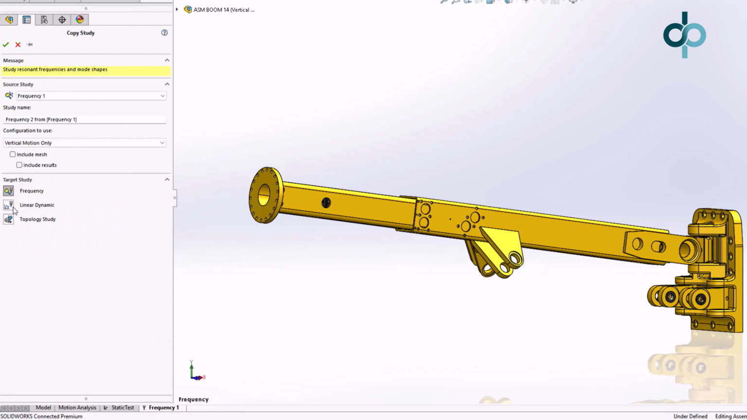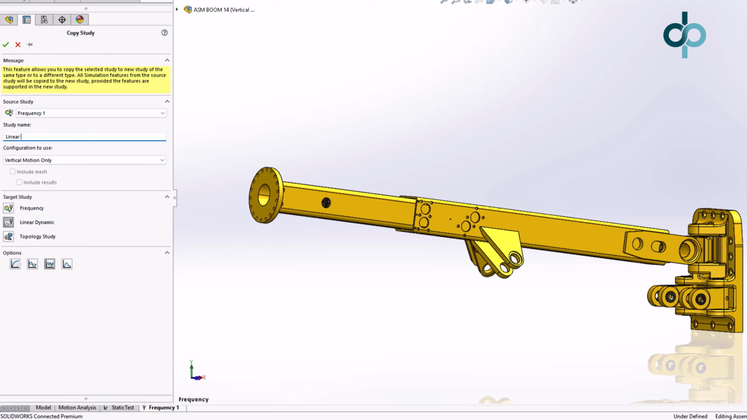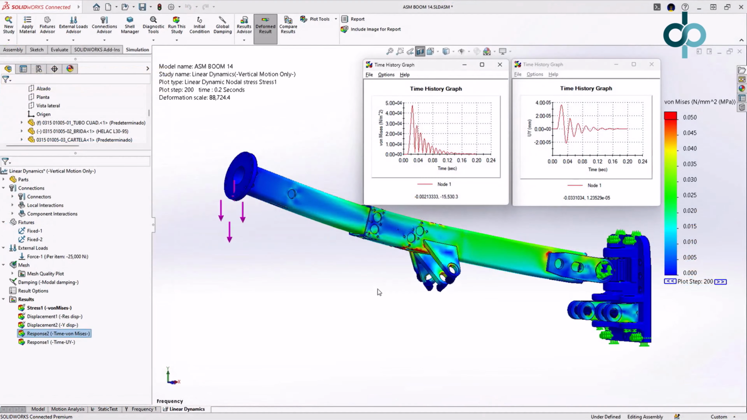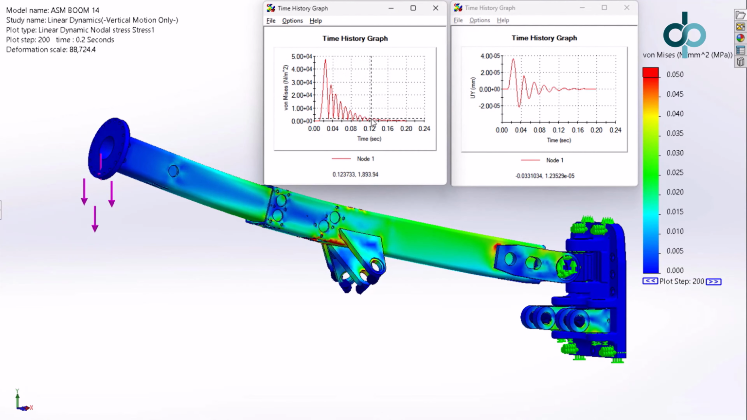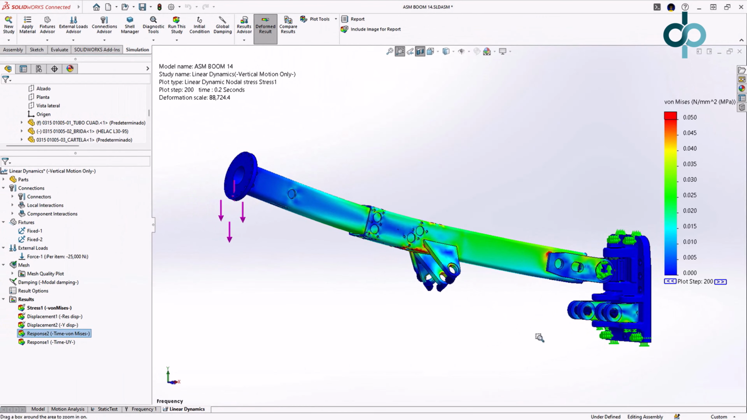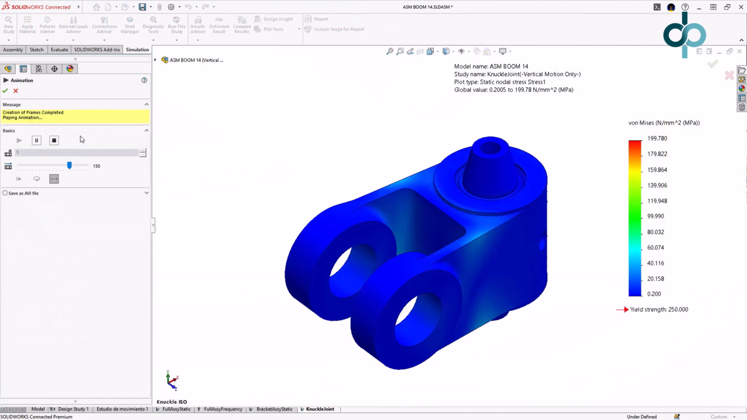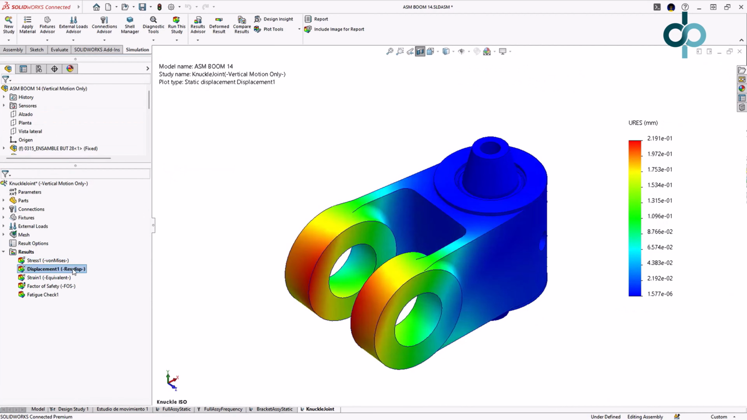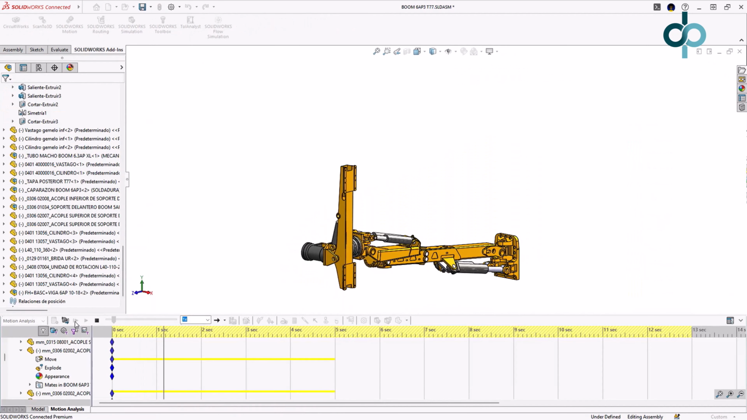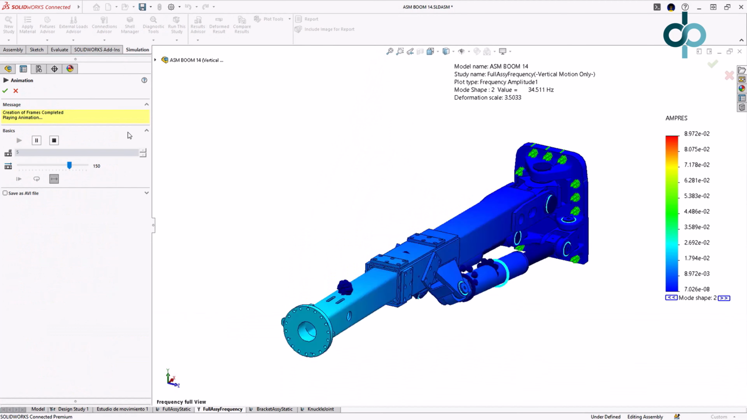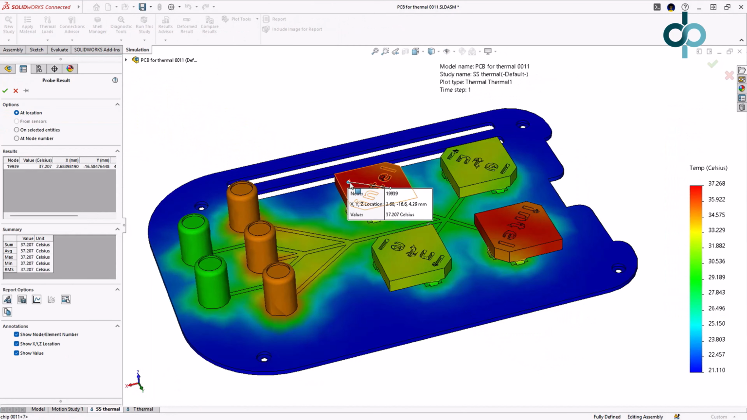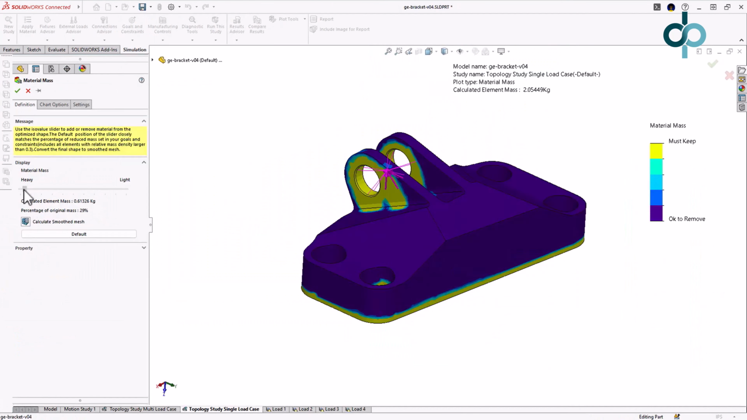SolidWorks Simulation Premium adds on capabilities for nonlinear materials like plastics or composites, and even adds capabilities for dynamic analysis. Although there are many variations of SolidWorks Simulation, the result is always the same: confidence in your design decisions so you can create the best parts possible before they ever get made.